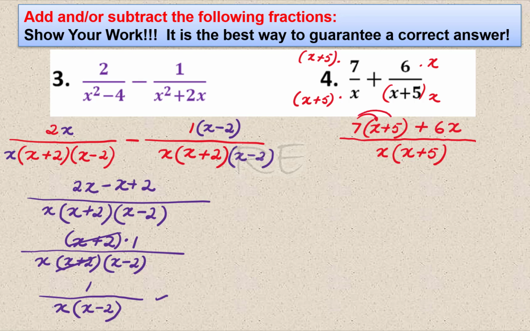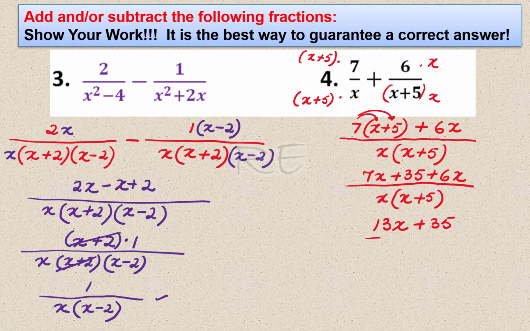Using distribution, for the numerator, we'll get 7x plus 35 plus 6x divided by x times x plus 5. 7x plus 6x, 13x plus 35 divided by x times x plus 5.